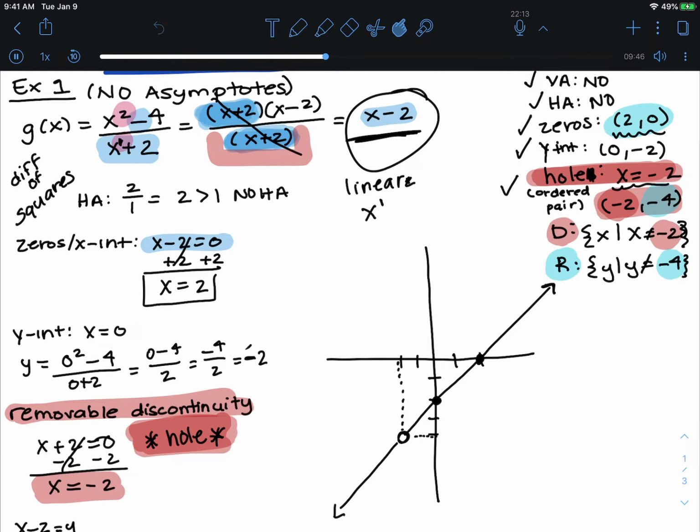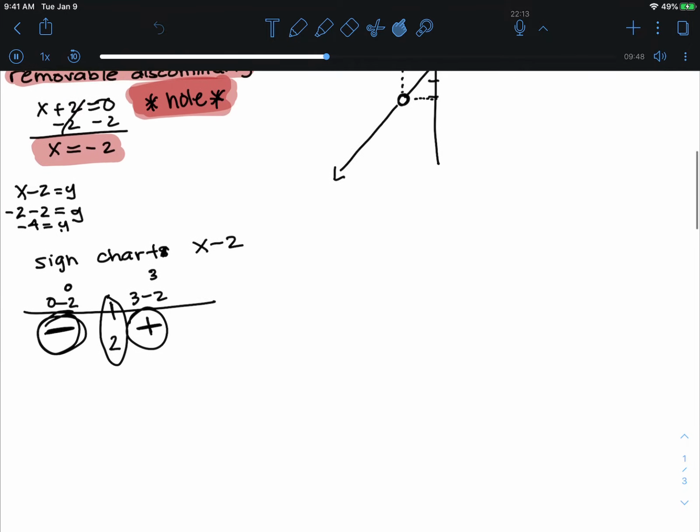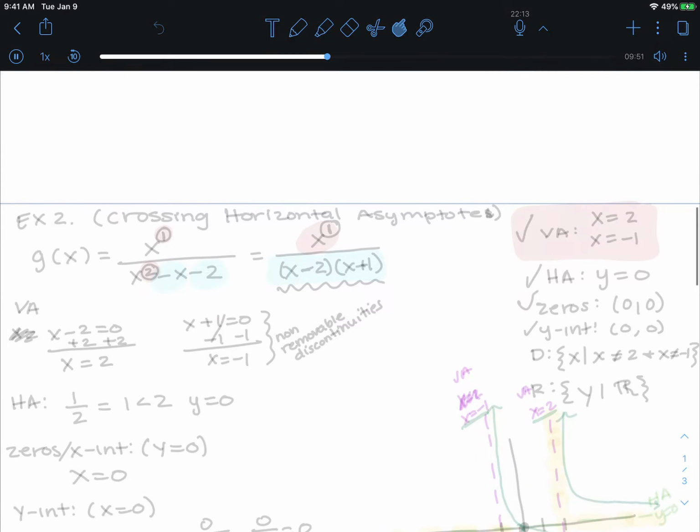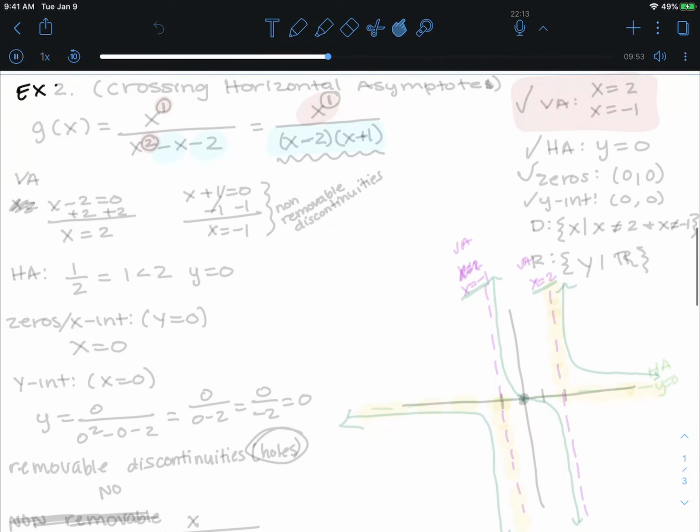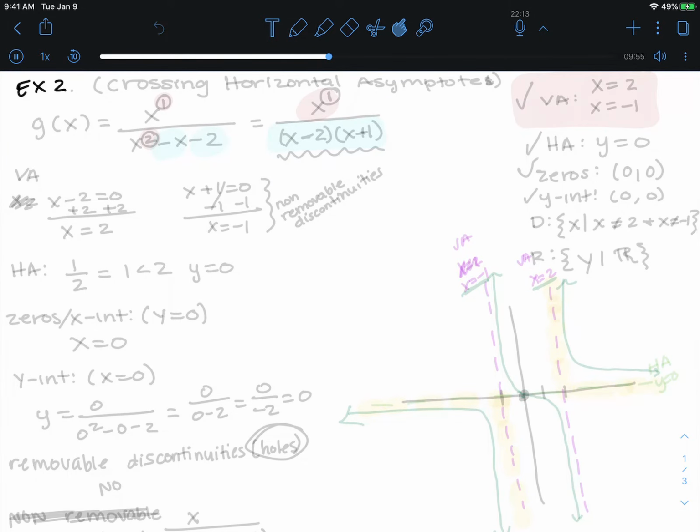Now we're going to move on to example number 2. Okay, for this one, we're going to be looking at something that has us crossing horizontal asymptotes.